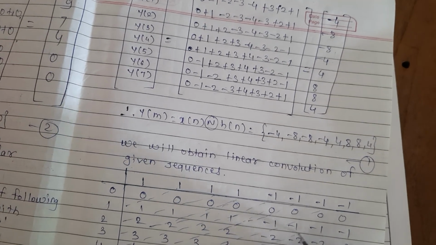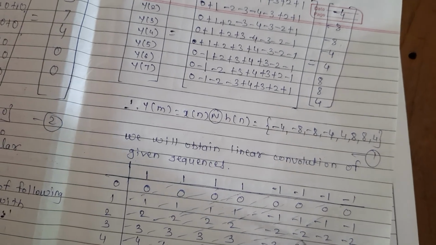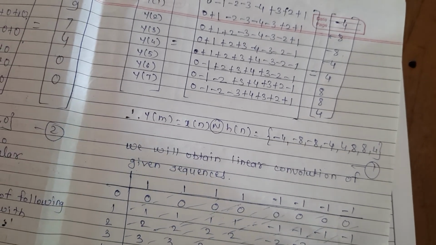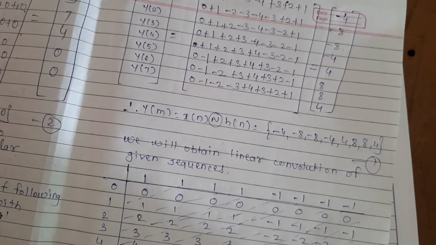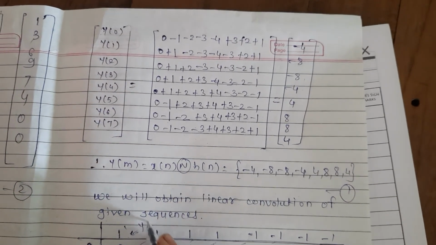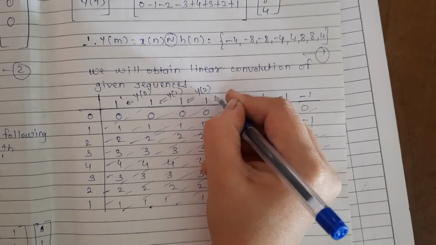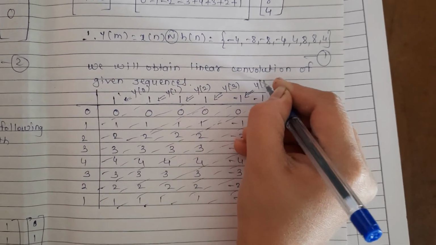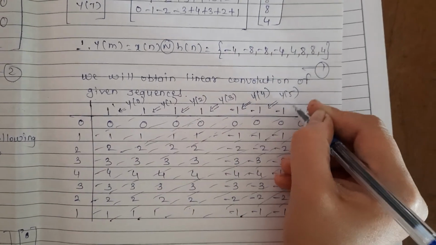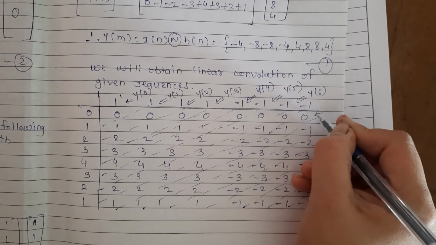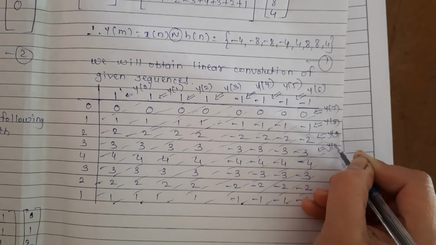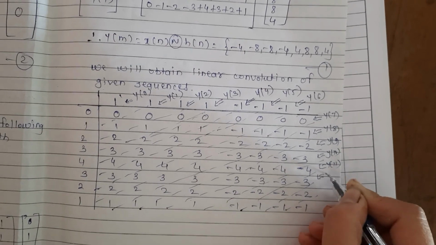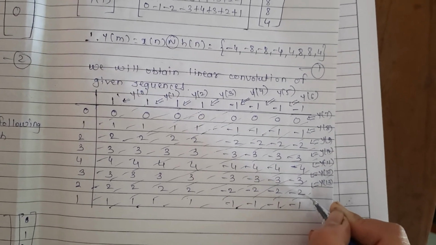Next is this sequence. Next is this sequence. So this is y0, y1, y2, y3, y4, y5, and this is y6. It is y7, y8, y10, y11, y12, y13, and y14.